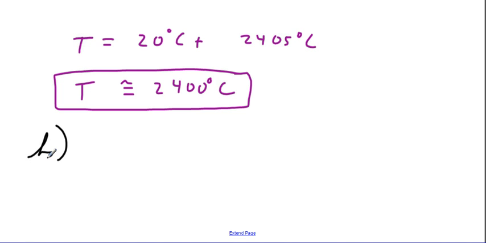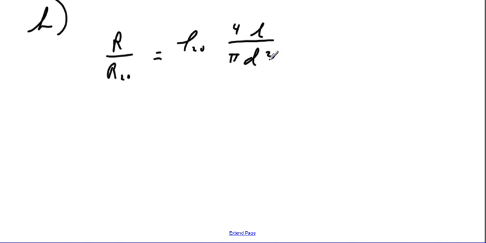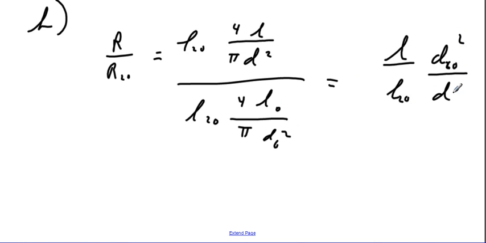Okay, so we go back in our formulas and we find the formula that has both length and diameter in it, and that would be the thermal equation. Okay, so I got R over R at 20 degrees is equal to rho at 20 for length pi d squared, and without the subscript, I'm hot, rho at 20 for length naught pi d naught squared, and that's going to be L divided by L naught, d at 20 squared divided by the hot temperature squared.